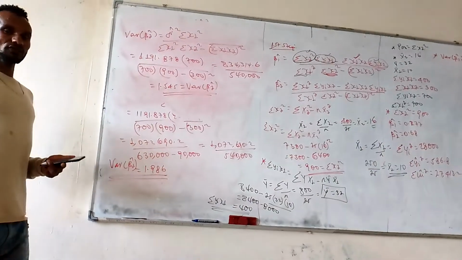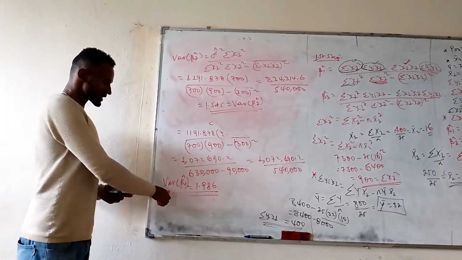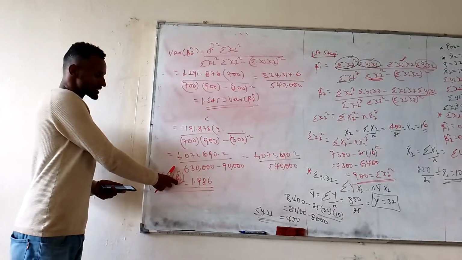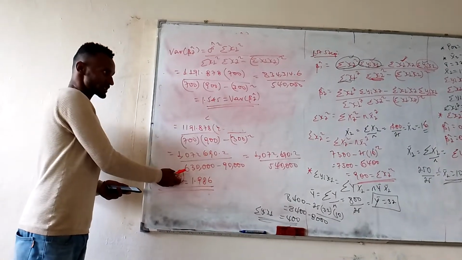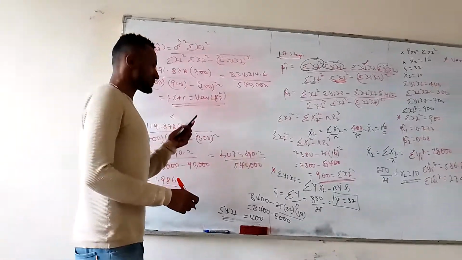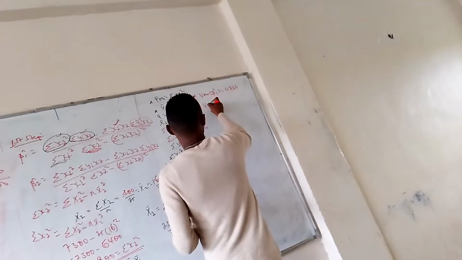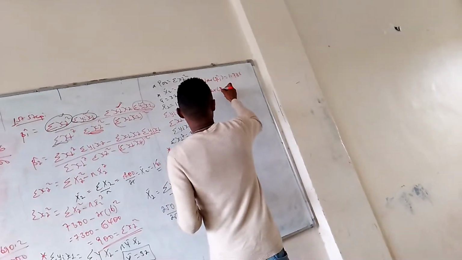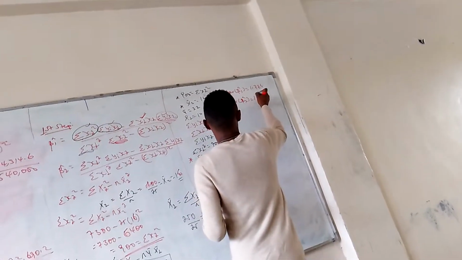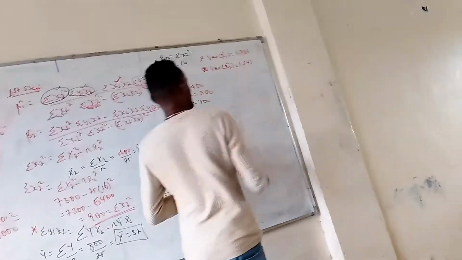This is a full response for beta 2's variance, and this one is for beta 1, and this is for beta 2. So this is a full response, and let me document this. Variance of beta 2 hat is equal to 1.545.